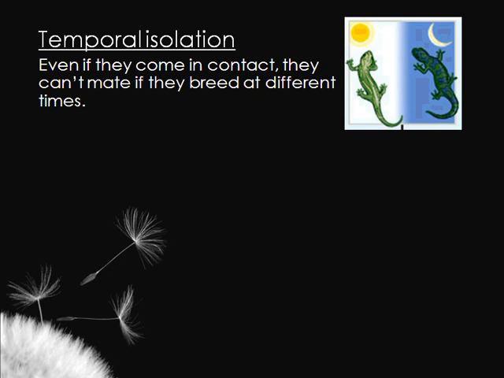There could be a mating season for one species that's in June and another that's in May. So because they have different seasons of mating, they're not going to interact with one another. It has to do with time. That's the key for temporal, is time.